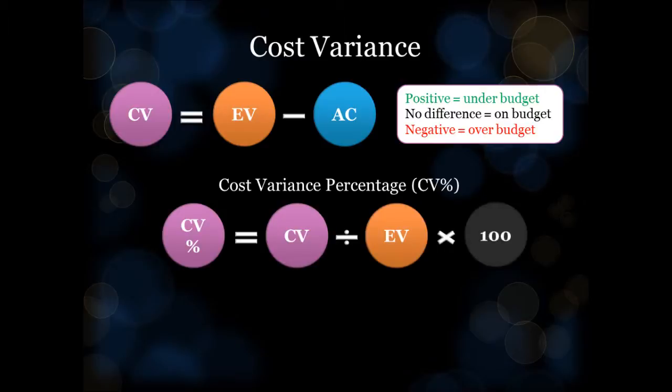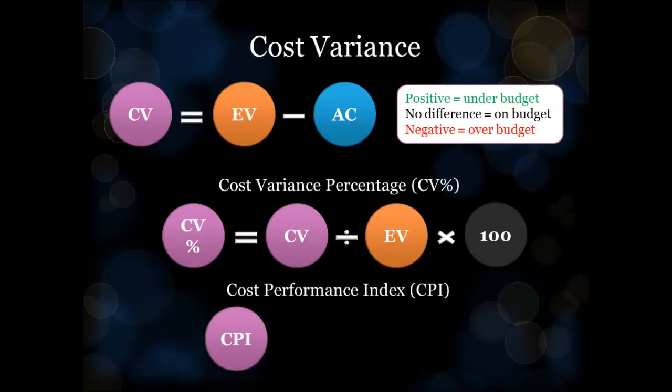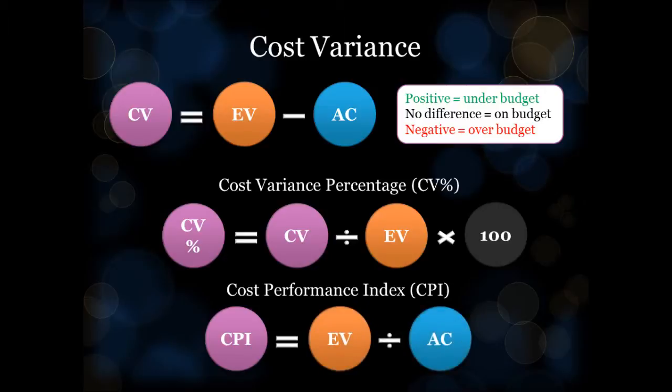Again, positive values are good and negative values are bad. There is also a cost performance index, which gives essentially the same information as your cost variance percentage, simply in a different format. To calculate the cost performance index, divide the earned value by the actual cost. Note that you don't need a cost variance percentage or a cost performance index, but they are handy indicators you can use as and when needed.